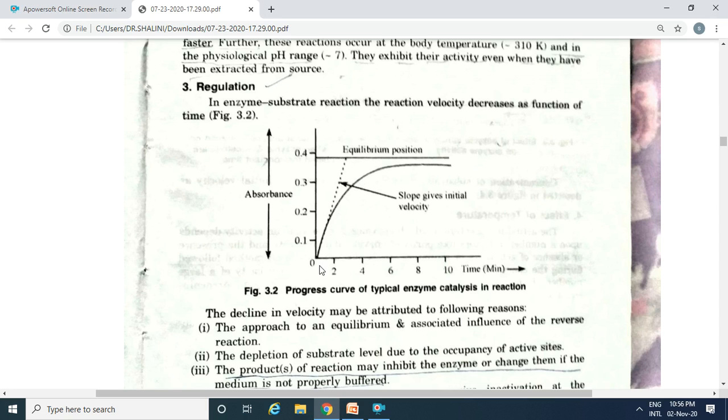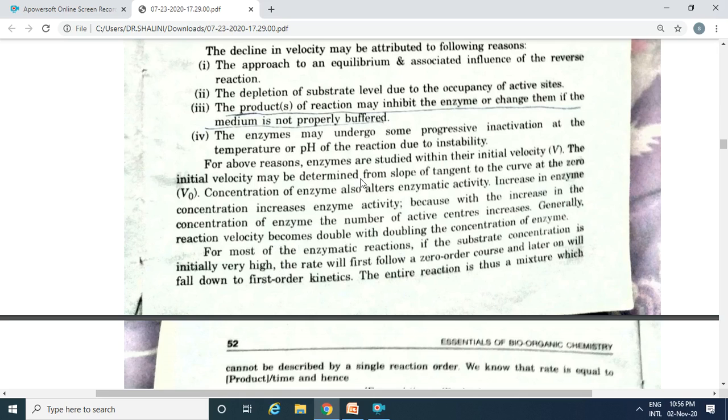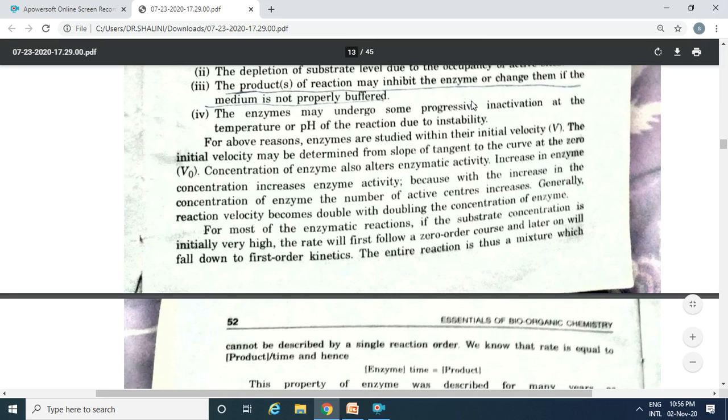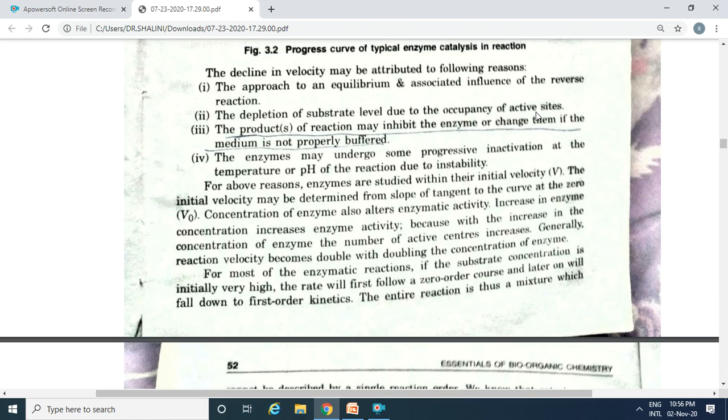Here, the reaction velocity is increased, but as a function of time, the reaction velocity becomes limiting, or saturated. The decline in the velocity may be attributed to the following reasons: the approach to an equilibrium and the associated influence of the reverse reaction, because a reverse reaction is also taking place when equilibrium is there, and the depletion of the substrate level due to occupancy of active sites.